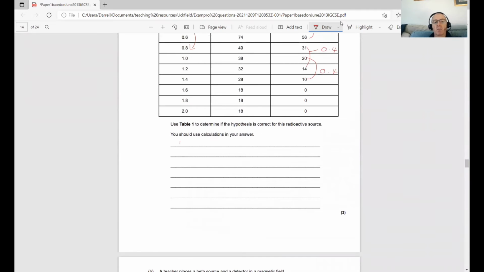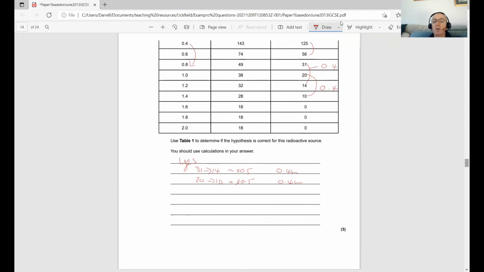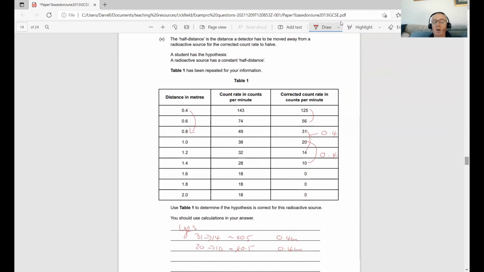We would say, yes, the hypothesis is correct, because from 31 to 14, which is approximately half of 31, we have a distance of 0.4 meters. Going from 20 to 10, which is times 0.5, we have a distance of 0.4 meters. We'd like a third calculation if we could, but our data doesn't really allow for that.